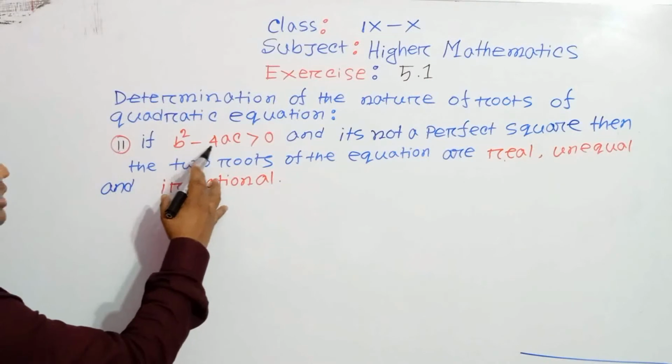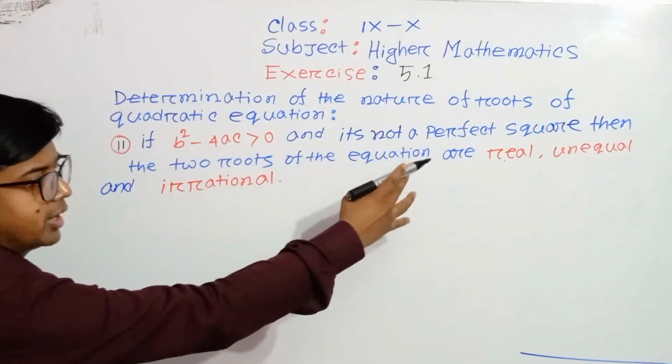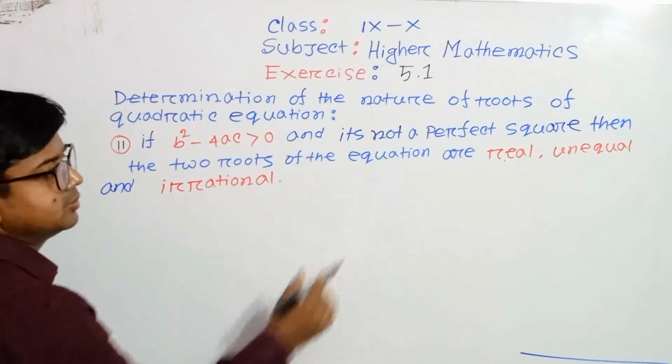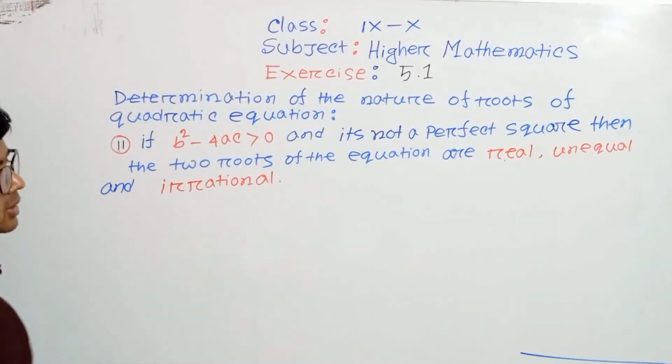Now condition number 2: if b squared minus 4ac is greater than 0 and it's not a perfect square, then the two roots of the equation are real, unequal and irrational numbers.